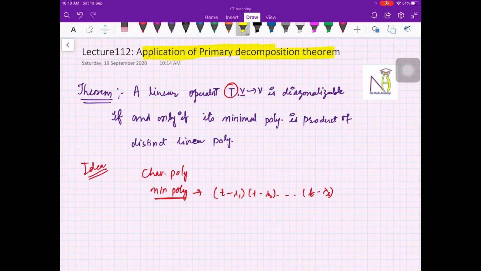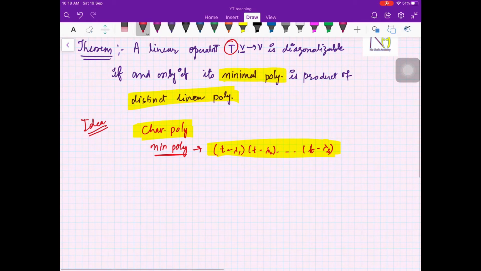Here it should be clear that we are not saying that eigenvalues should be distinct, right? Because eigenvalues are the roots of the characteristic polynomial. Here we are saying that it is diagonalizable if and only if the minimal polynomial is a product of distinct linear polynomials. Okay, so let us prove this using the primary decomposition theorem.